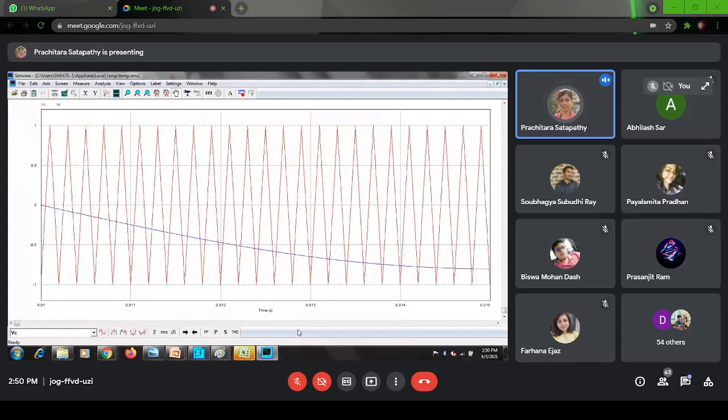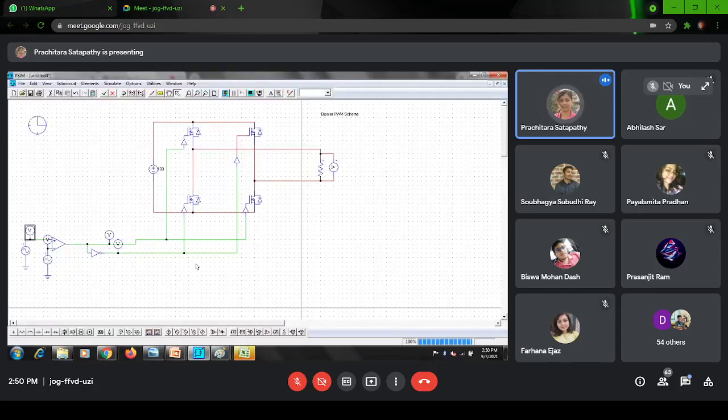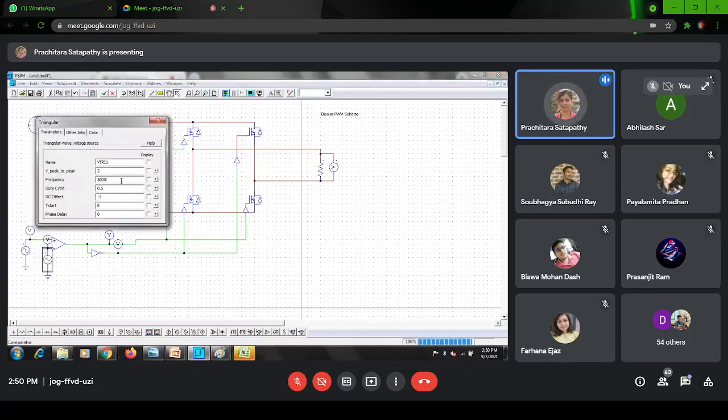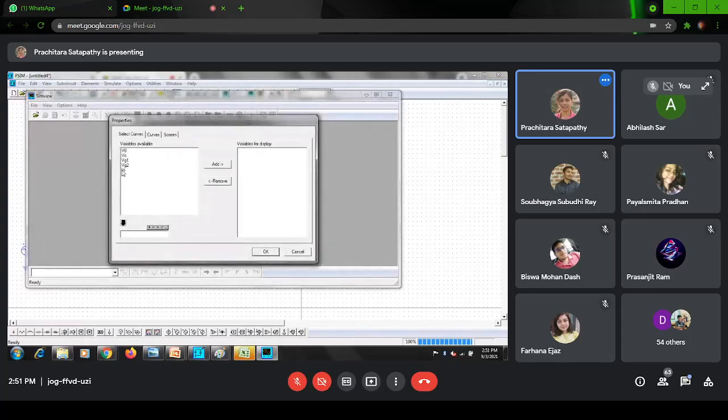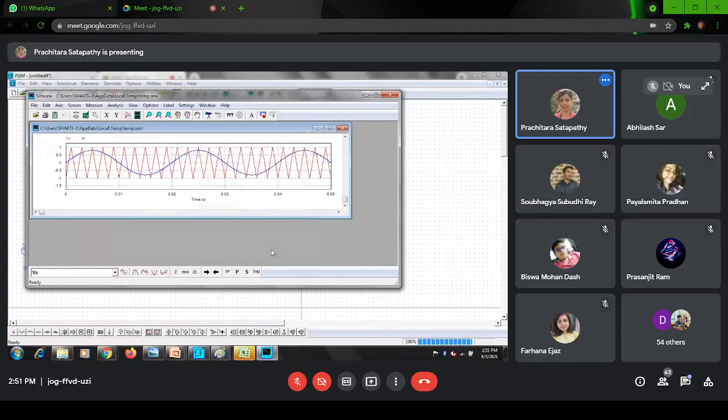You can see the triangular wave now. We have taken a very high frequency. If you take 500, you can see it clearly. Okay, I'm changing it. You keep it as 5,000. I'm changing it. Okay, 500, I'm changing.